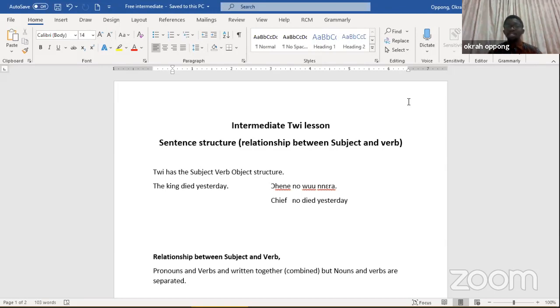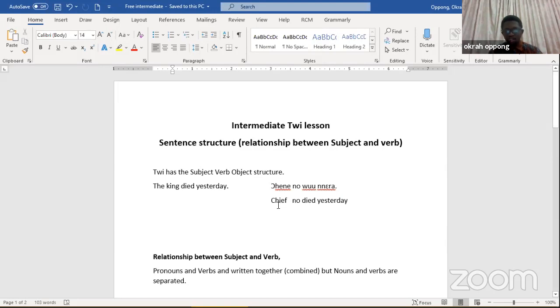But then something happens within the subject, and I'll talk about that in the final part of this class. So I've established that Twi is just like English or any other Indo-European language. When we have any basic structure, we have the subject first, then the verb comes, then the object. So that's the subject. If you look at my example, the king died yesterday, I have ohene no wui nera.